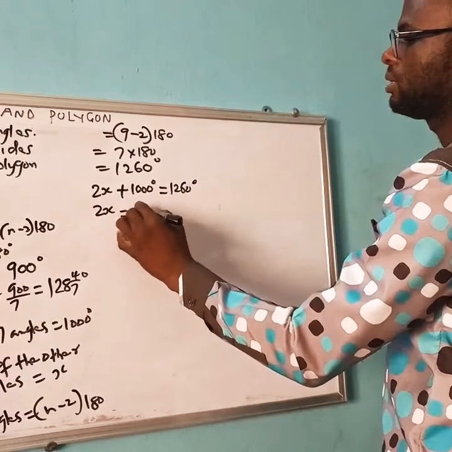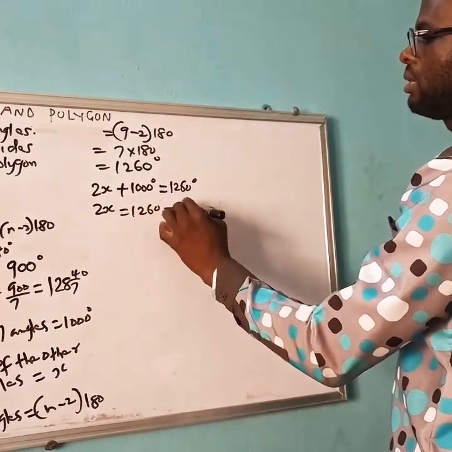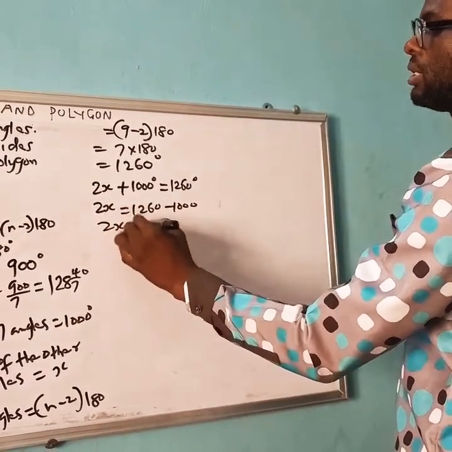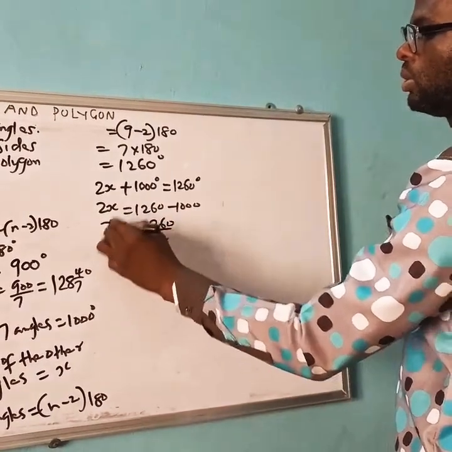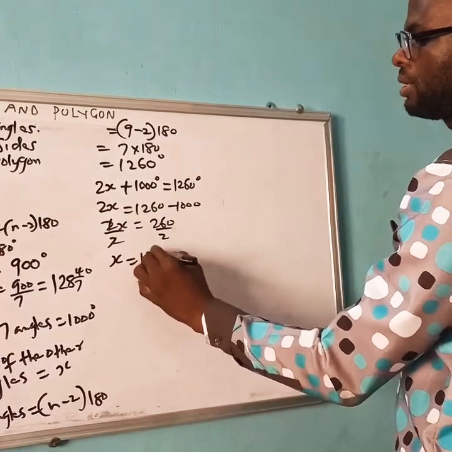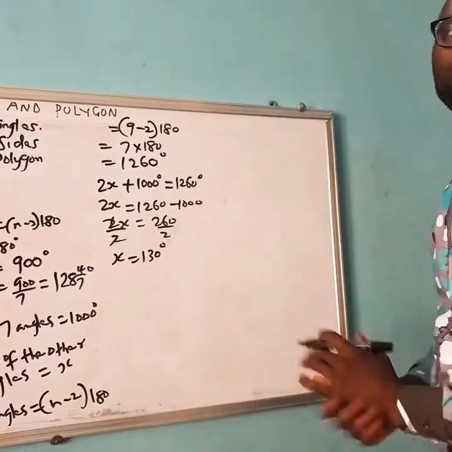So 2x is equal to 1260 minus 1000. So 2x is 260. So you divide this by 2. So we have x is equal to 130 degrees. That's each of the angles.